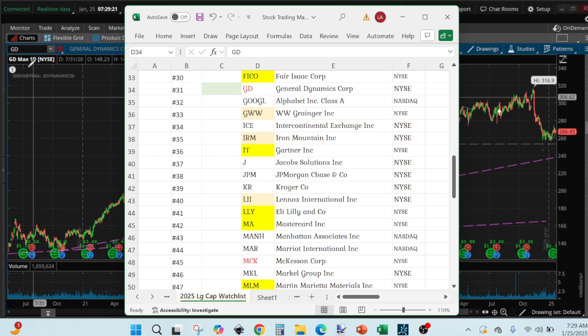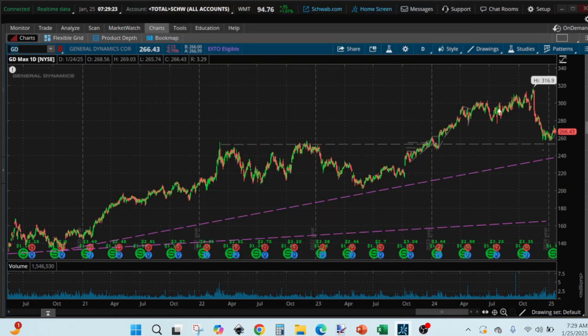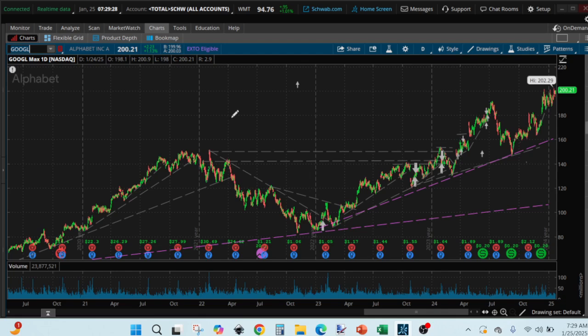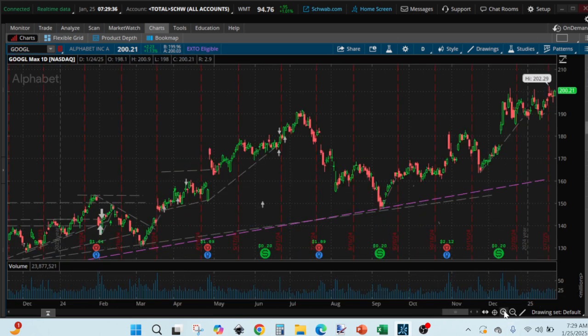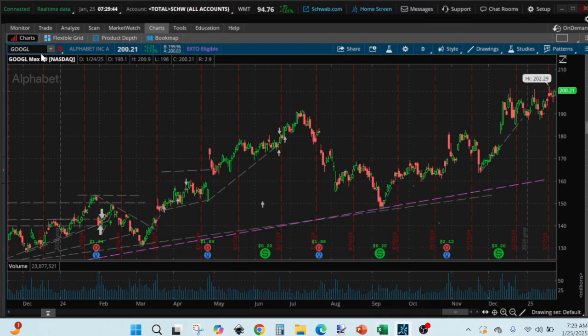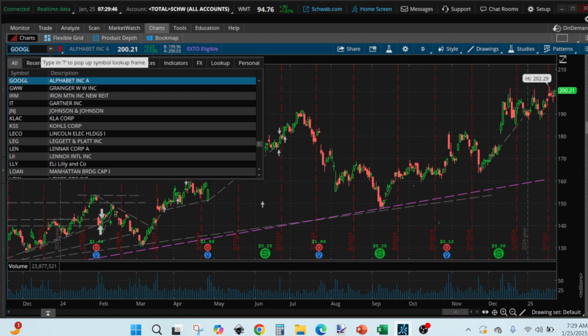So the next one is Google. So Google, we like to buy at either one of those lines, but right now it's going up. Yesterday the price went up. A few days ago it reached a higher point. The next one is GWW.